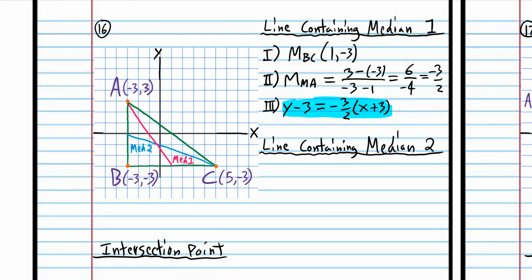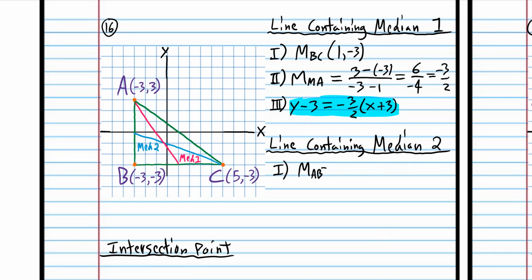Now we just do the same thing for median number 2. We can see the midpoint. The midpoint is obviously there. So that is negative 3, 0. So the midpoint of AB is negative 3, 0.